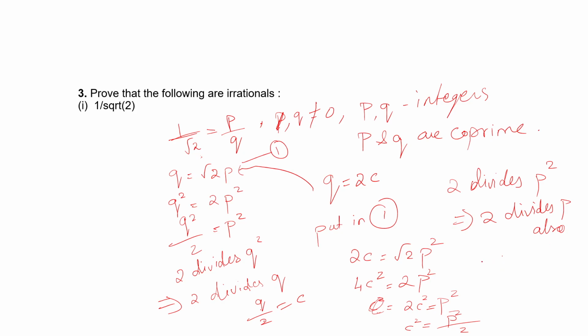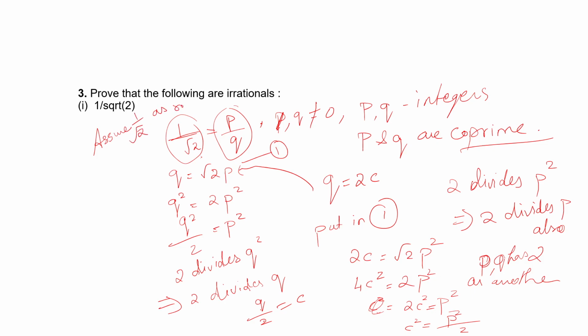So p and q have 2 as another factor, which contradicts that they are co-prime. It should not have any other factor other than 1. So that means what we have assumed, 1 by root 2 as rational, from the beginning you have to write the steps. You have assumed rational, but it is not rational. So it is irrational. So we can prove 1 by root 2 is irrational, or root 2 is irrational also.